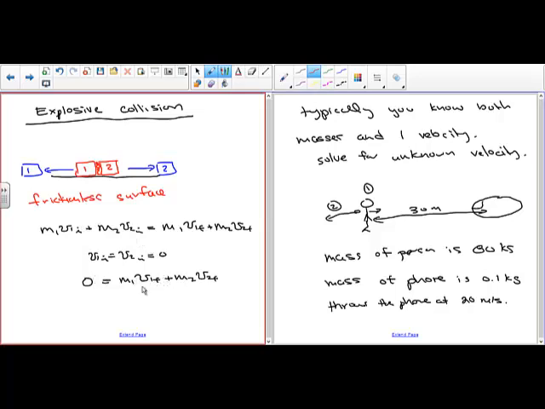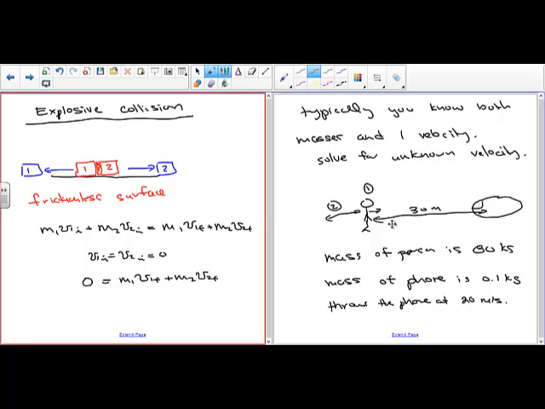So if you know the two masses and you know the velocity of one of them after something happens, then you can figure out the velocity of the other one. This one goes to the left and this one has to go to the right because these have to sum up to 0. Since the masses are always positive, the only way to get a sum of 0 is to have one velocity positive and one negative. Typically you know both masses and one velocity, and you solve for the unknown velocity.